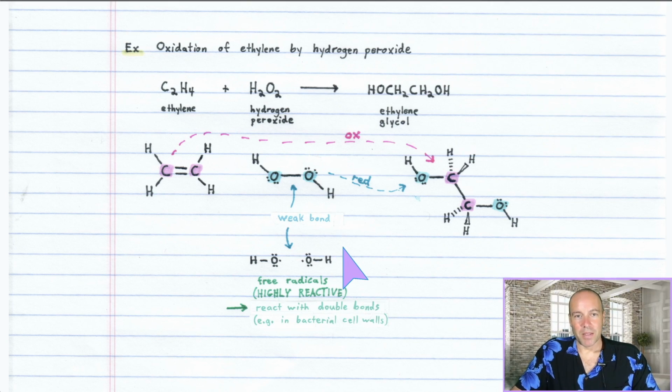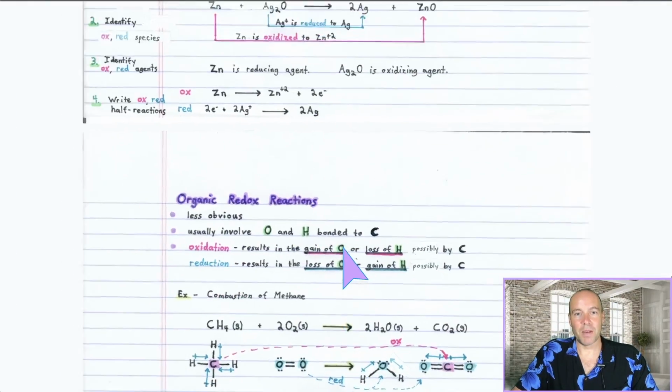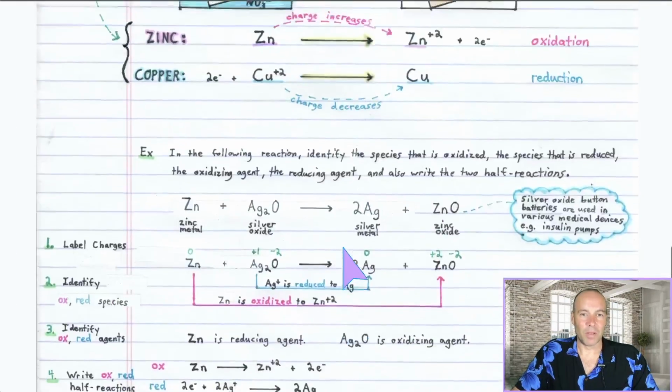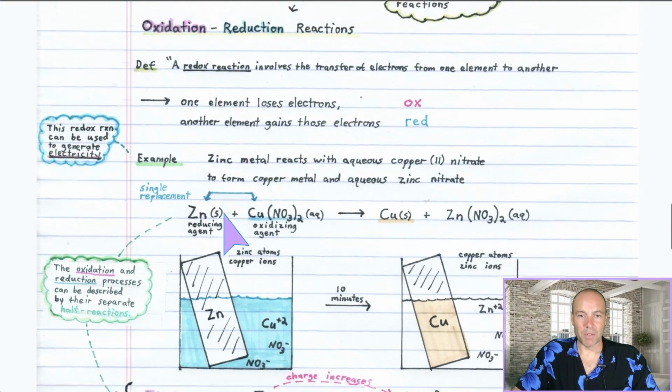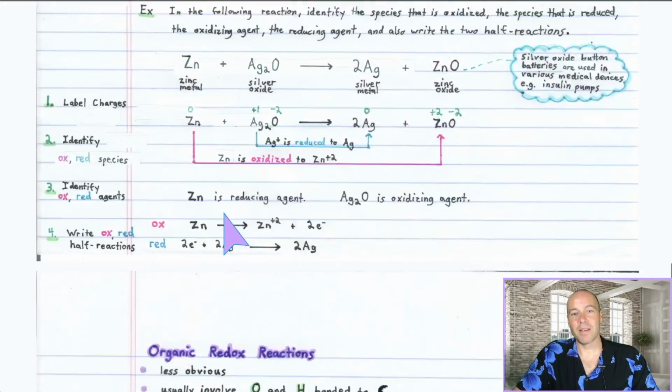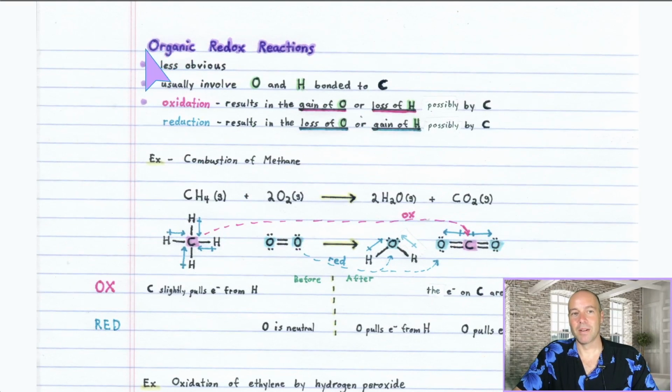So that about does it for this lecture right here. We looked at oxidation reduction reactions. The first two examples involve metals, and the last two examples are organic redox reactions. In our next lecture, we will get into the mathematical portion of chemical reactions involving molar mass. So stay tuned for that.